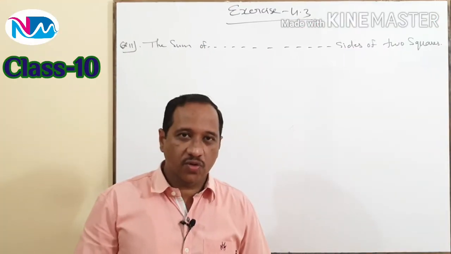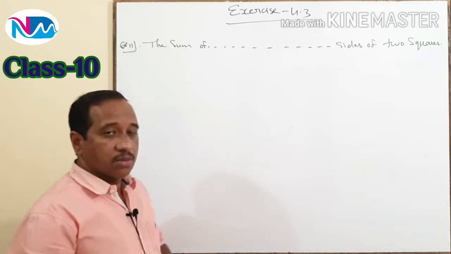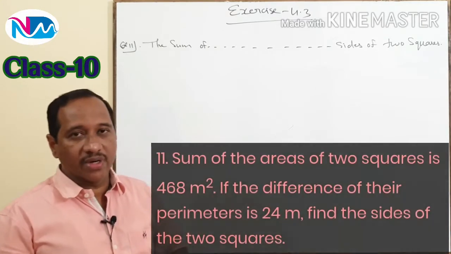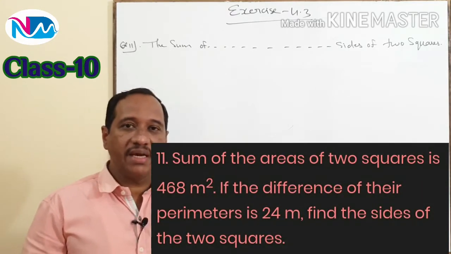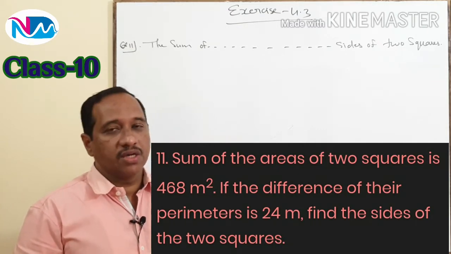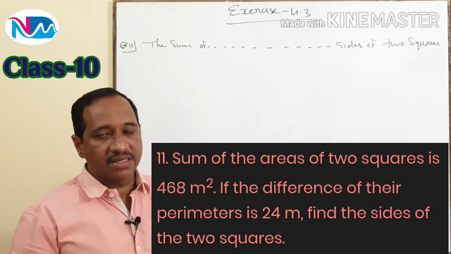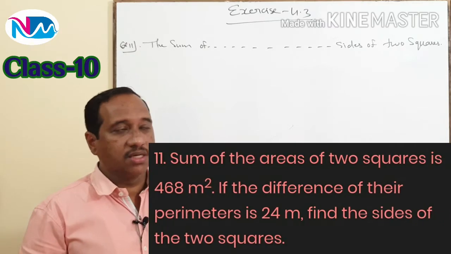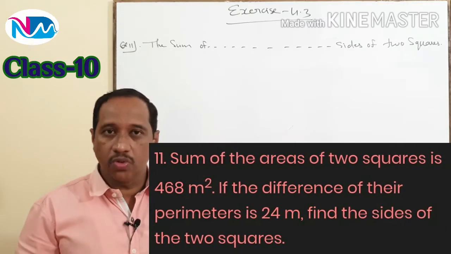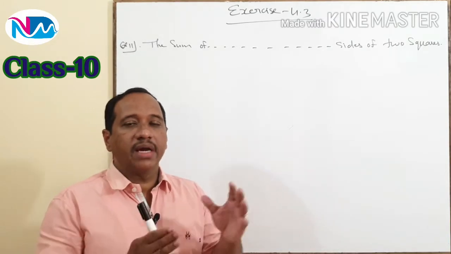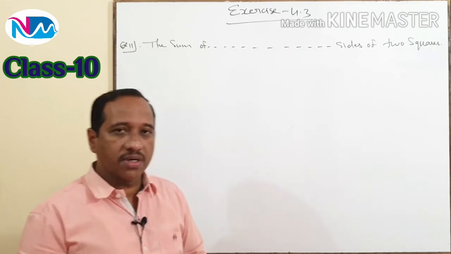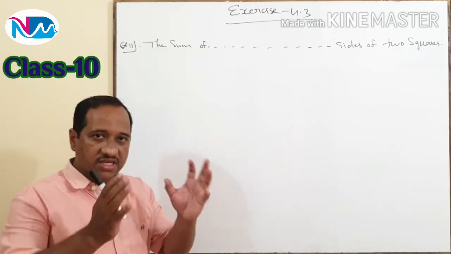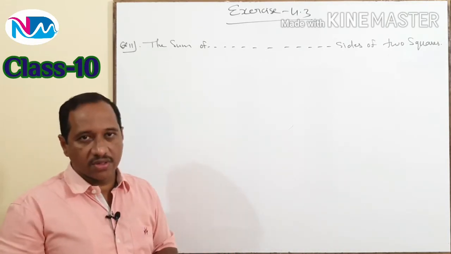The next question is question number 11. The sum of areas of two squares is 468 meters square. If the difference between their perimeters is 24 meter, find the sides of two squares. So according to the question, you are given two squares. One is a smaller one and other is a larger one.